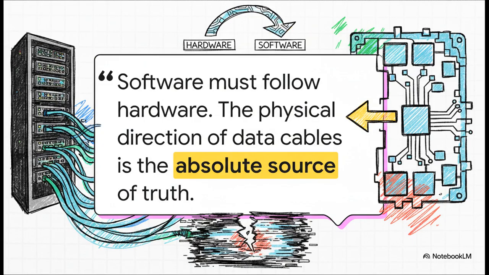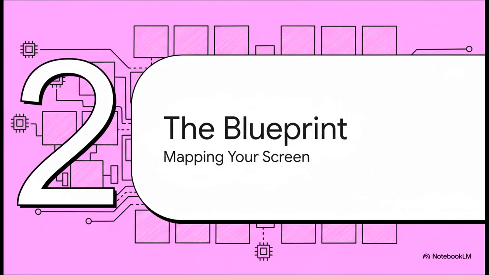This right here, this is the golden rule. This is everything. Your software configuration has to be a perfect mirror of your physical wiring. The actual path you ran those Ethernet cables from one panel to the next, that is the absolute source of truth. If you lie to the software about how it's wired, the software is going to give you a scrambled image every single time.